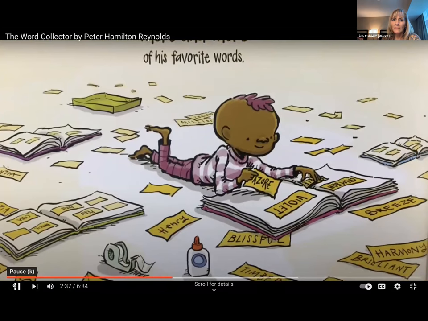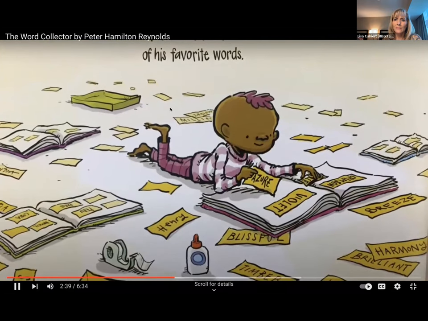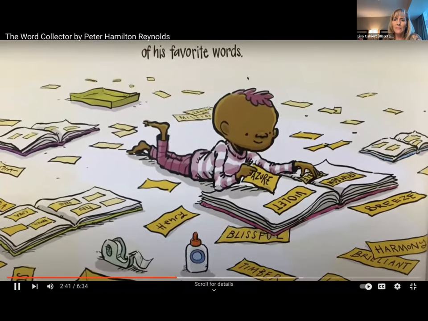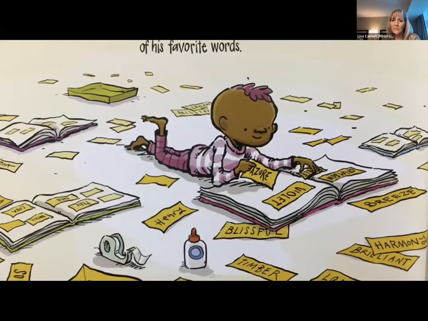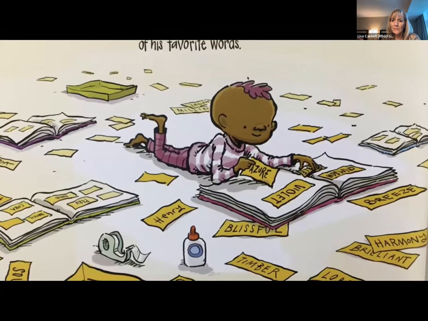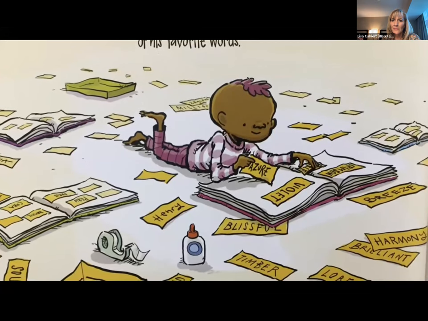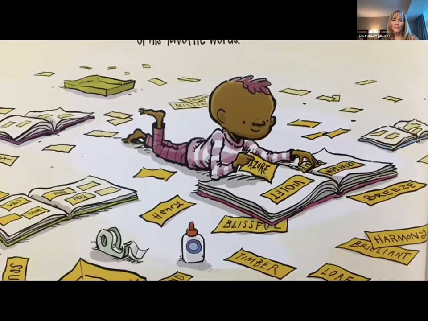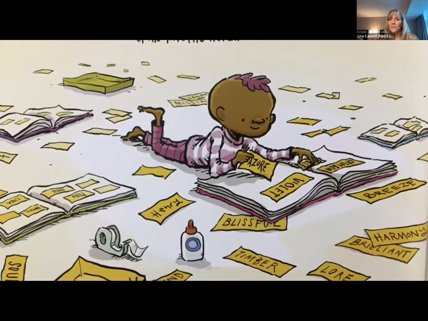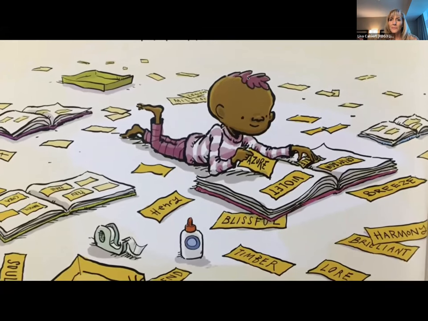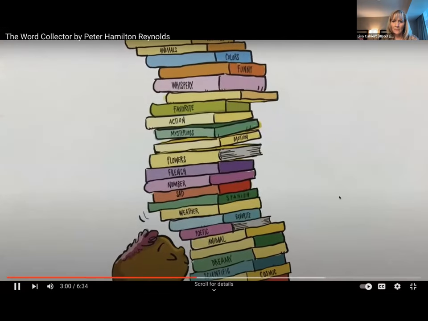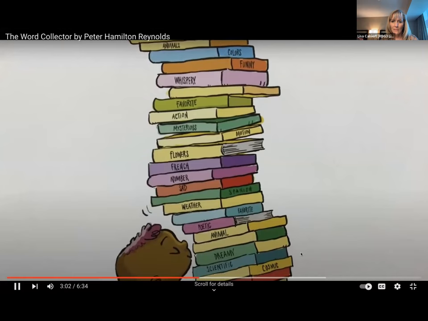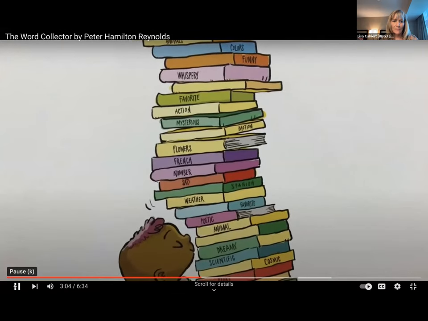Jerome filled his scrapbooks with more and more of his favorite words. Jerome's collection grew: blissful, timber, potential, everlasting, lore, brilliant, harmony, breeze. Jerome's collection grew. He began organizing them, dreamy.